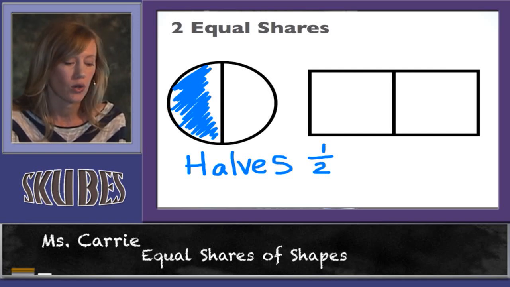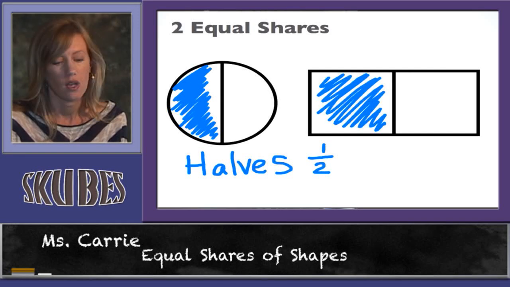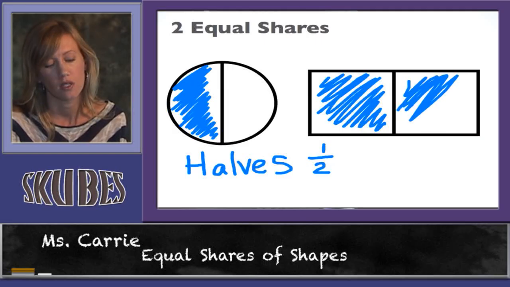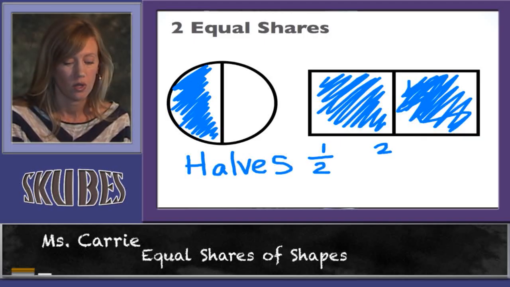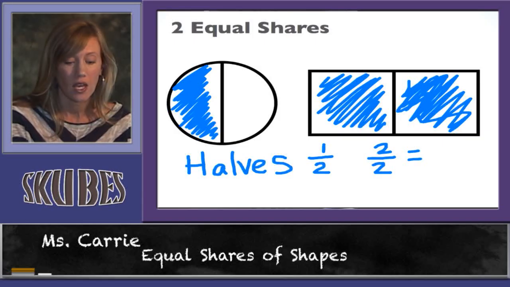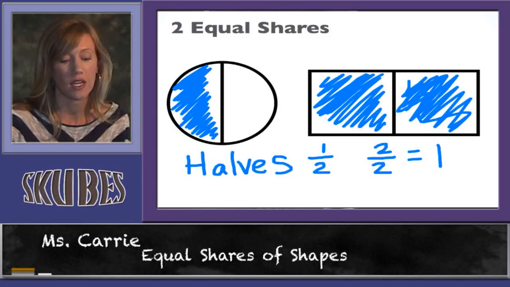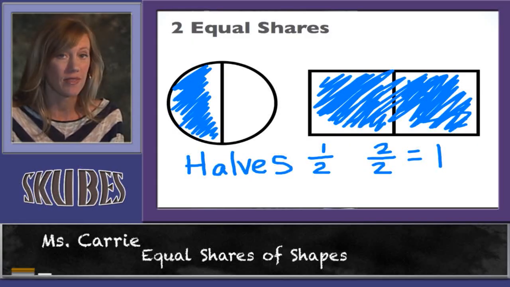Now with the rectangle, if we shade in this one, and we shade in this one, we shade it in 2, draw a line. The bottom number is how many parts altogether out of 2, which is actually the same thing as 1. Because if you see, we've colored the whole shape. So 2 halves is the same thing as 1.